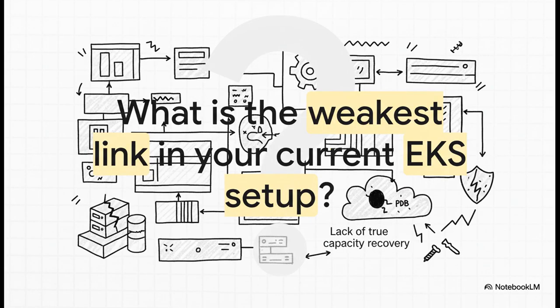So, I'll leave you with this. Looking at this blueprint and thinking back to your own environment, what's your weakest link? Is it your storage strategy? Are you missing pod disruption budgets? Or maybe you don't have a real plan for capacity recovery? Finding that single point of failure, that's your next step to building a truly unbreakable system.